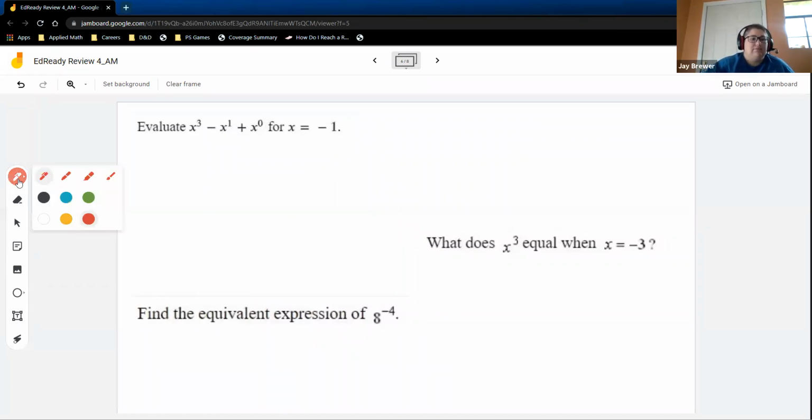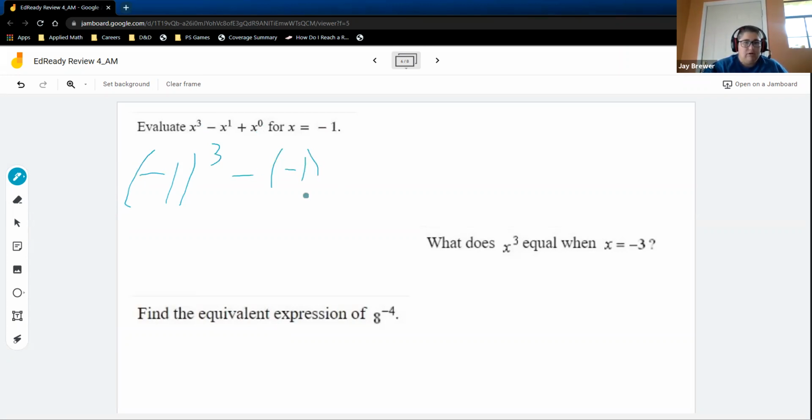Okay, so this is evaluating using some exponents. So if x is -1, what would this equal here? Well, -1, the whole thing is cubed, minus a -1. Anything raised to the 0 power is 1.